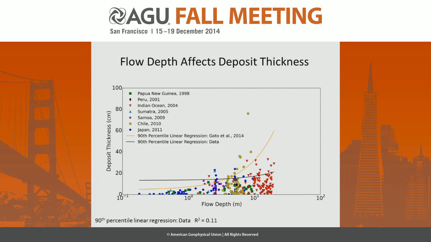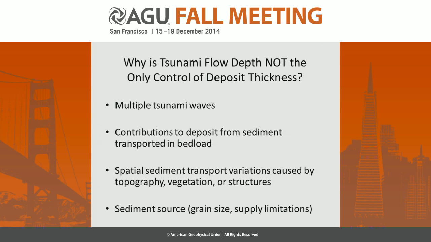And so we attempted the same analysis on our data, and the fit was not nearly as strong. And I'll talk about some of the reasons why that probably is occurring. So now I'm going to explain some of the reasons why tsunami flow depth is not the only control of deposit thickness, and introduce you to some of the other important variables in this relationship.